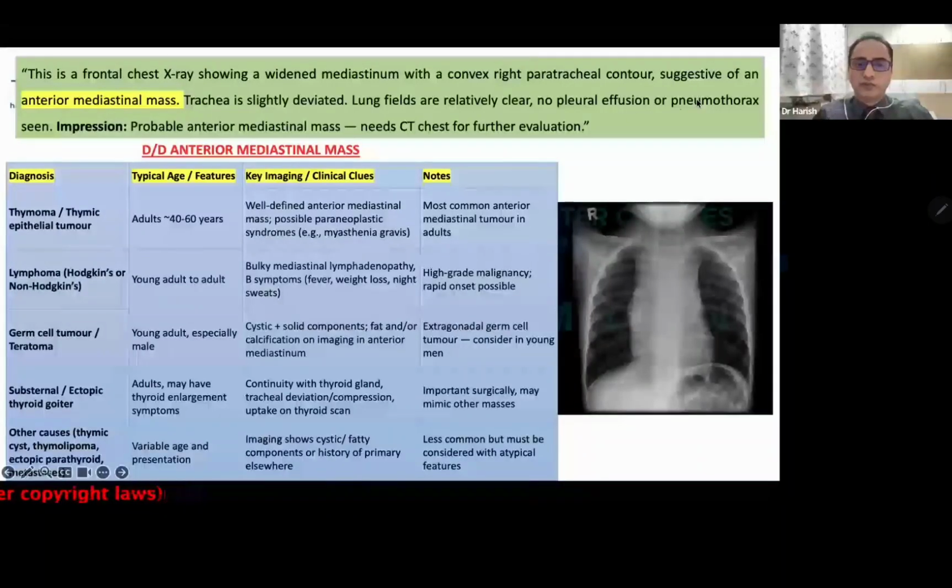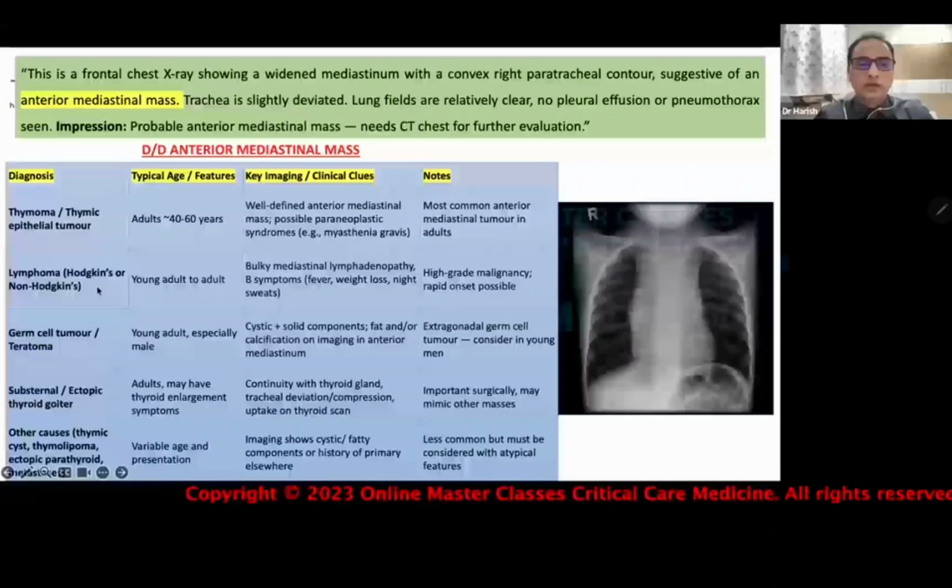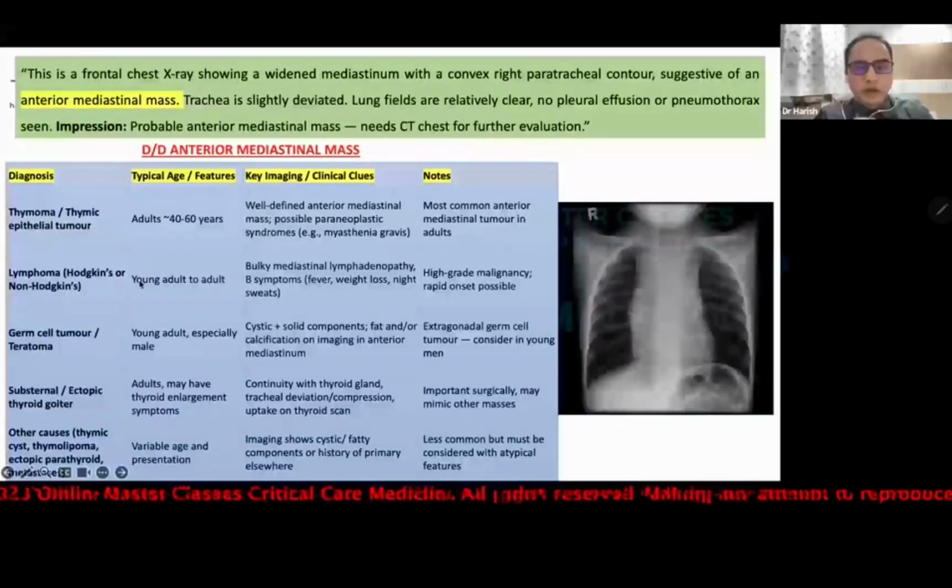Okay, so the next question the examiner might ask, before jumping into the tumor lysis syndrome discussion: what are the differential diagnoses for anterior mediastinal mass? You should know at least 3 or 4 as a DD for anterior mediastinal mass. So thymoma, thymic epithelial tumor. So lymphoma, Hodgkin's lymphoma or non-Hodgkin's lymphoma, usually in a young adult or a middle-aged person.